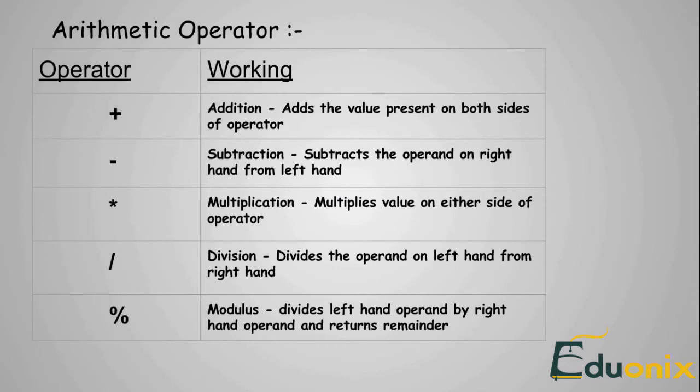First is addition, which performs addition of the values present on both sides of the operator. Then subtraction, which subtracts the operand on the right hand side from the left hand side. Then there is the multiplication operator, which multiplies values on either side of the operator. Then there is the division operator, which performs the division of the left hand by the right hand. Then there is also the modulus operator, which performs the division but returns the remainder value. So let us see them one by one in the command prompt.